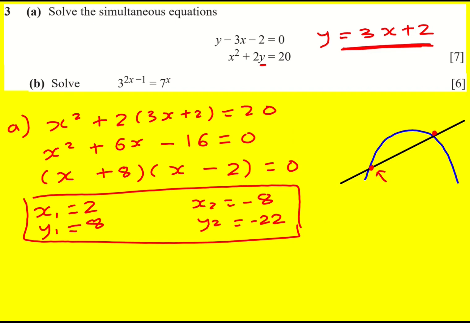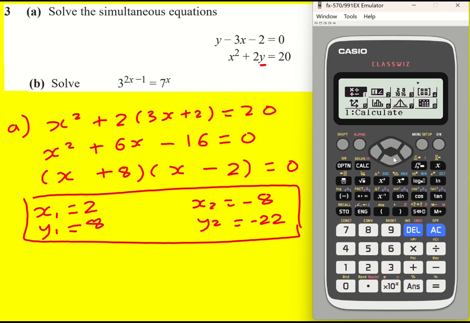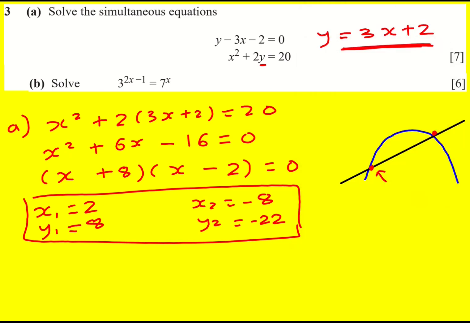If you're not too happy with your factorizing, then okay, you've got this button on your calculator: equations, functions, polynomial, degree 2, and you can solve it that way. 1x squared plus 6x minus 16 equals 0, and we get 2 and minus 8 that way.